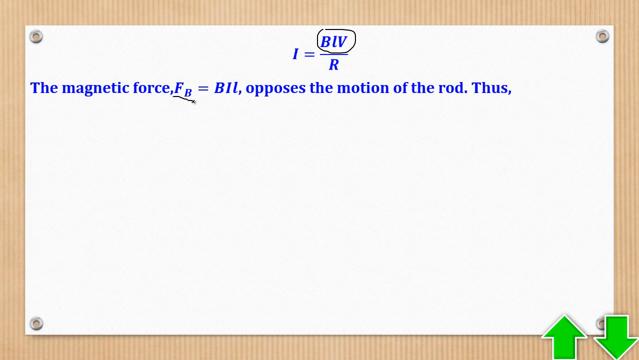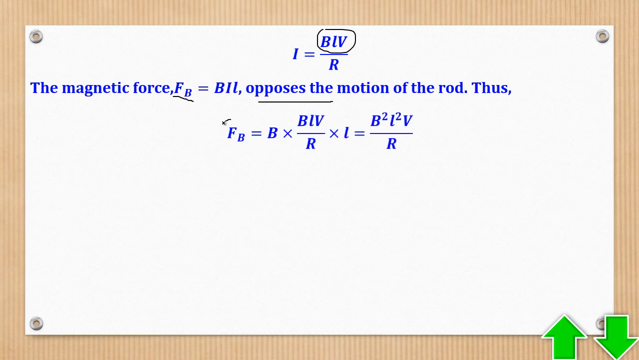So magnetic force FB opposes the motion of the rod. Therefore, F is equal to BIL. I is here, L is here. So when I substitute, I come up with B squared L squared v over R. We are trying to get different formulas. We already know that F is equal to BIL, and if you're not given current, you should remember that current is E over R, so I can substitute to get F.